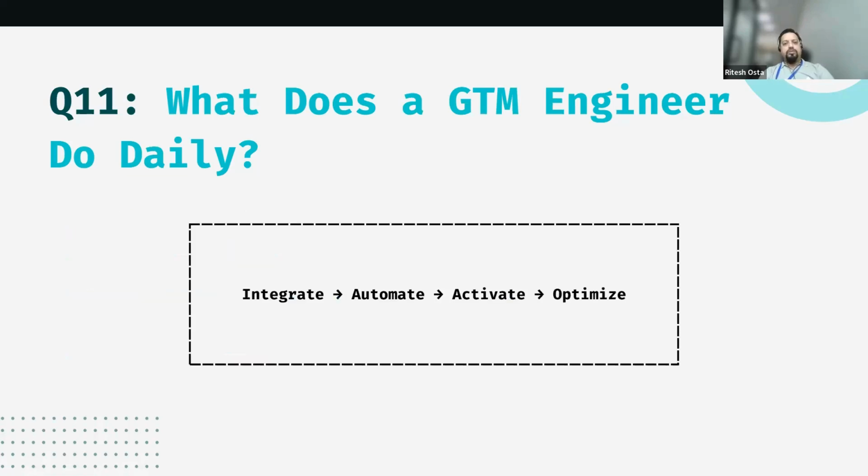All right, this is what GTM engineering is supposed to do. Integrate, automate, activate, optimize. Easier said than done. Every different layer here has different teams, and all the teams need to work together. If you're hiring a Clay expert and then expecting that person to do all of it, then my friend, you might be mistaken on this.